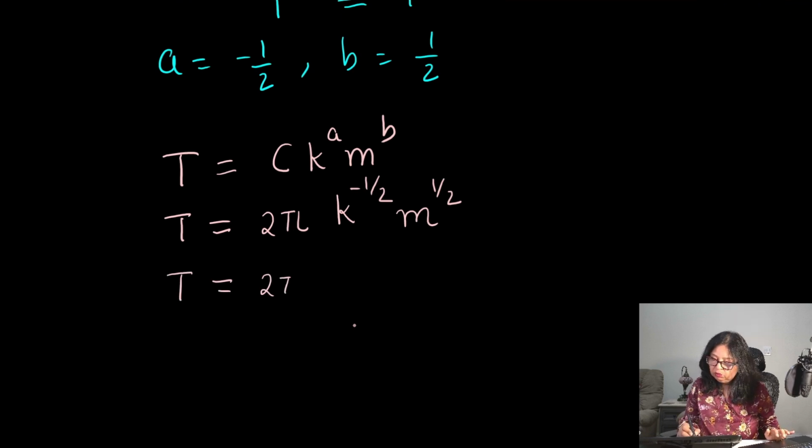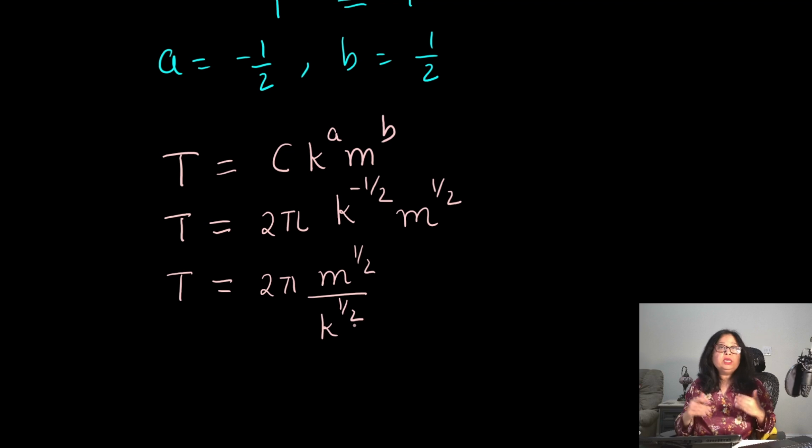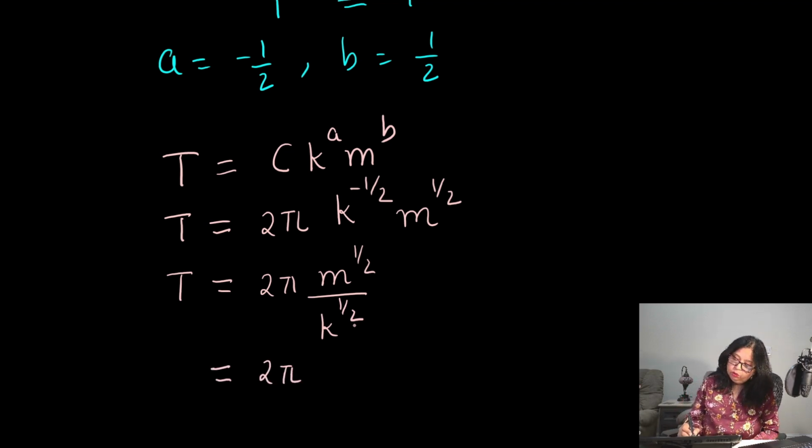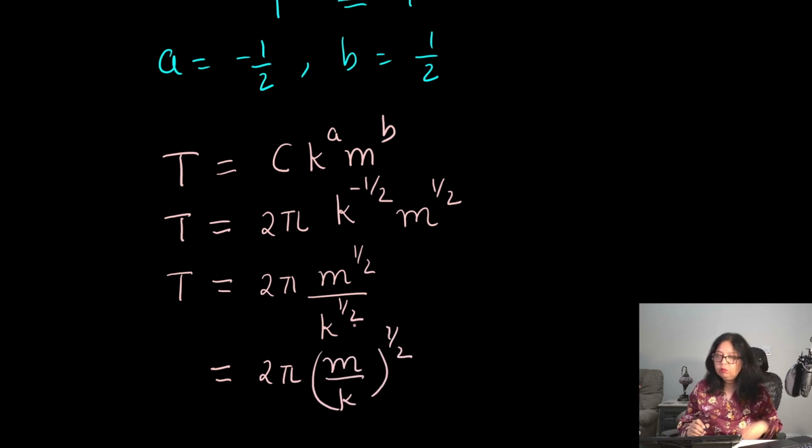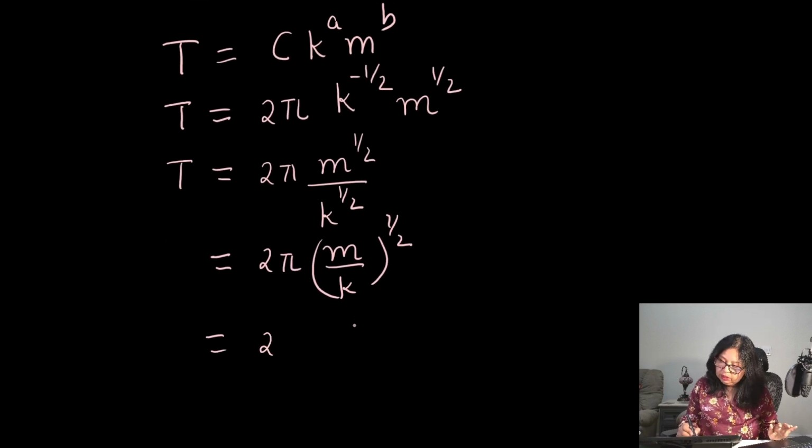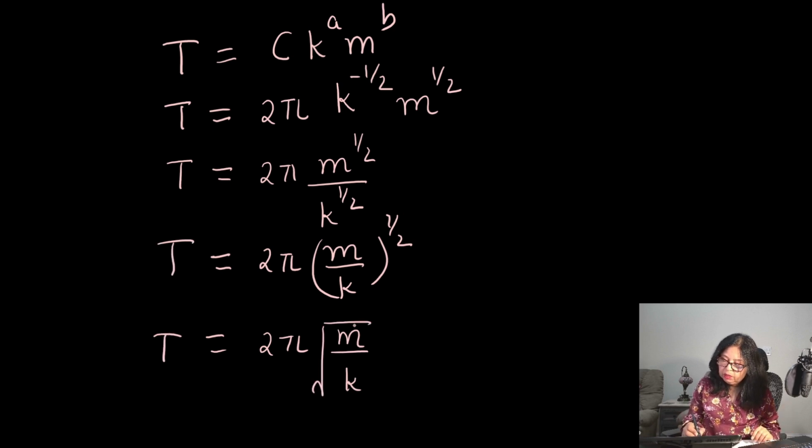T equals 2 pi times K to the power minus 1/2 times M to the power 1/2. Let's bring this K downstairs, and that changes its power into a positive power. What does that give me? 2 pi times M over K, this entire thing to the power 1/2, which is 2 pi times square root of M over K. So here is the formula for time period of a spring and a box system.